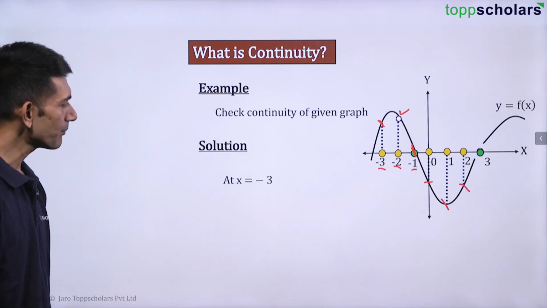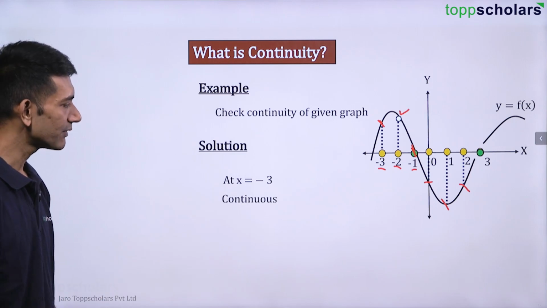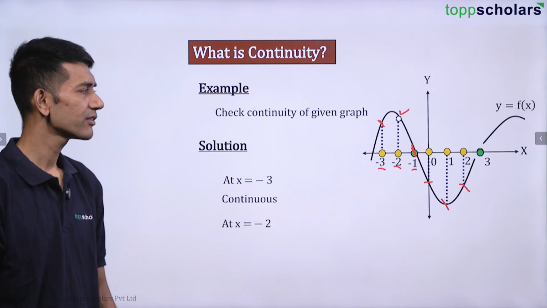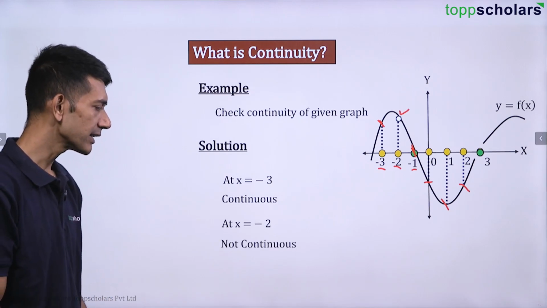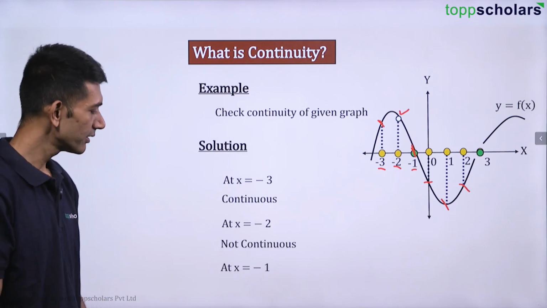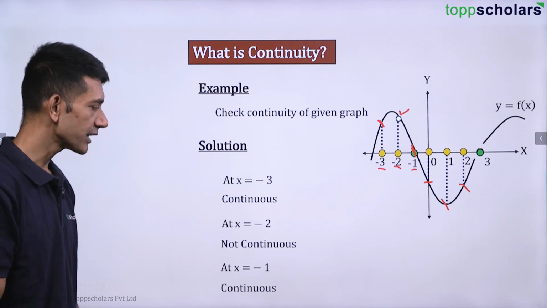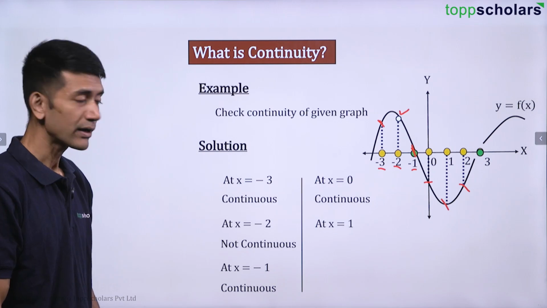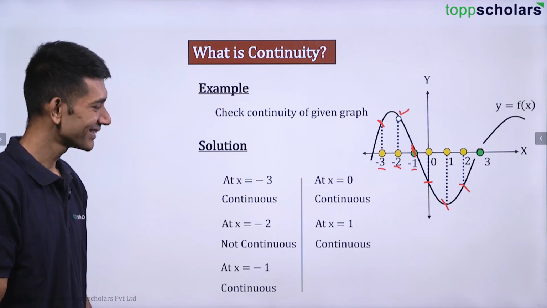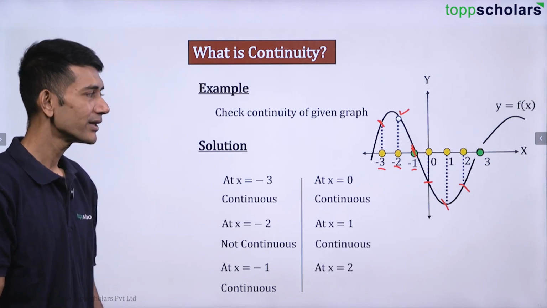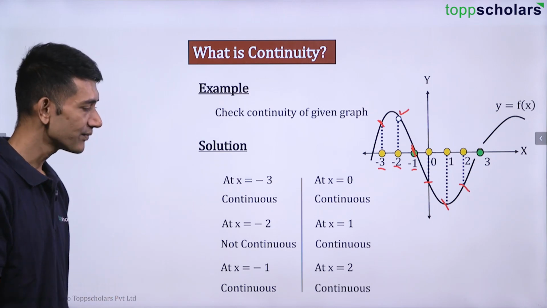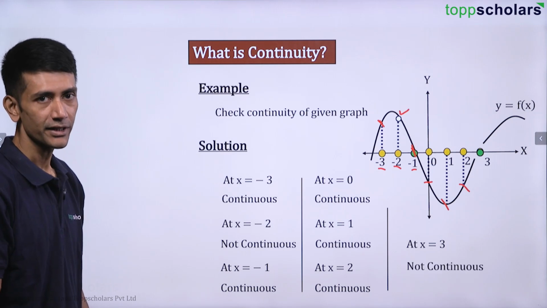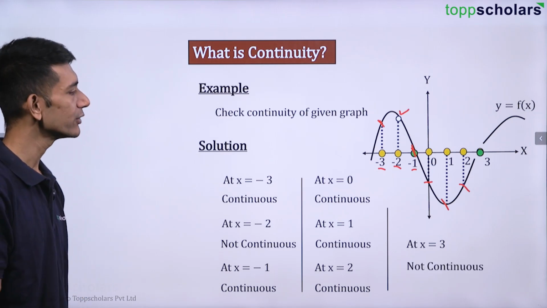So, we can say that at x is equal to -3, the graph is continuous, or you can say the function is continuous. That's a better way of saying it. At x is equal to -2, the function is discontinuous or not continuous. At -1, it is continuous again. At 0, it is continuous. At 1, it is continuous. Also at 2, it is continuous. But at 3, if you see, it is breaking. So, it is discontinuous. I hope this part is clear to all of you.